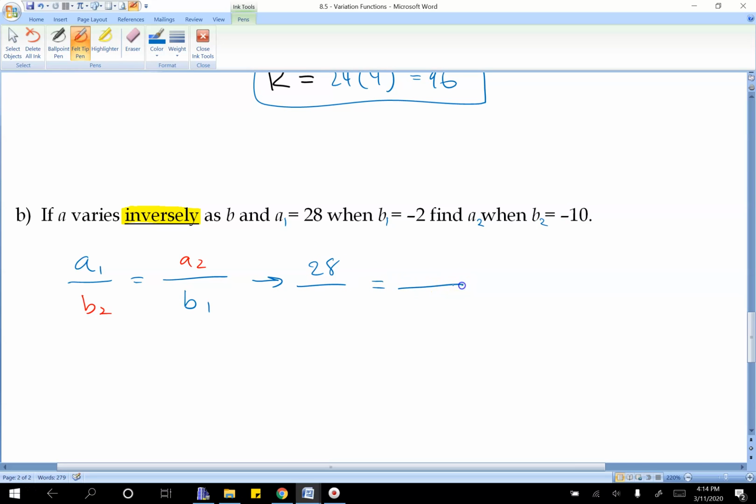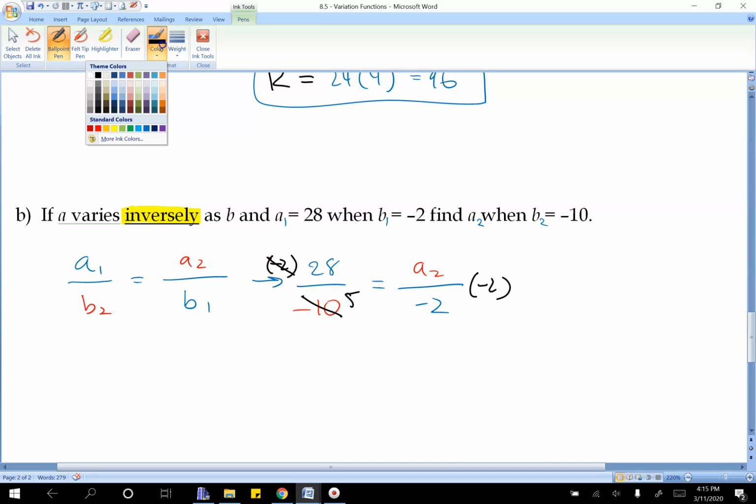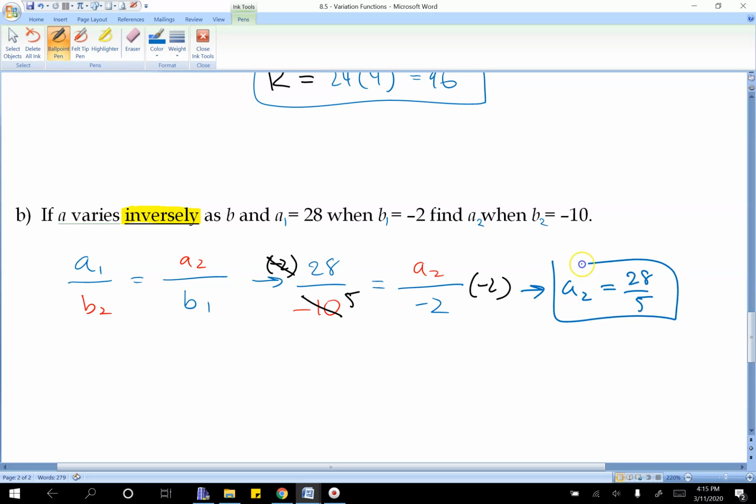28 over -2, like that. Our color coded one more time. A2 we don't know. B2 is -10, okay? And then we can multiply by -2 like that, both sides. If you want, these cancel out. That becomes a +5 now. And so A2 equals 28 over 5. Okay? And you can also solve for k as well.